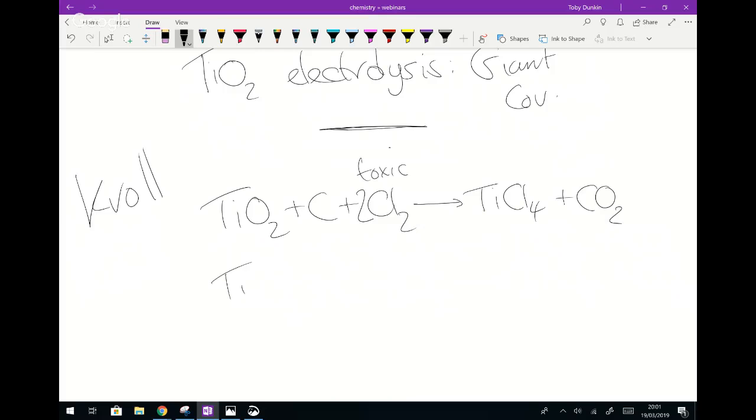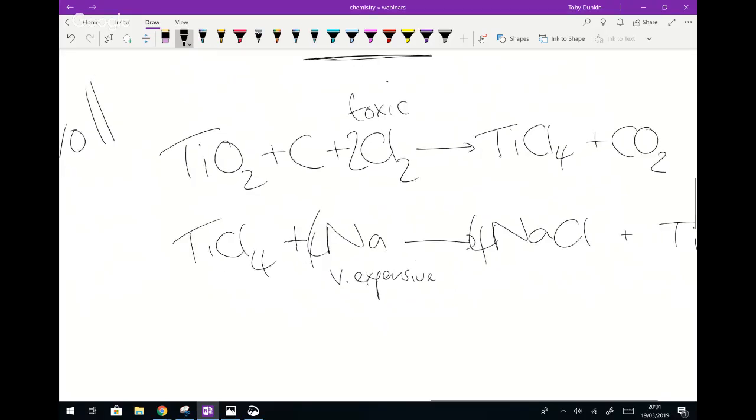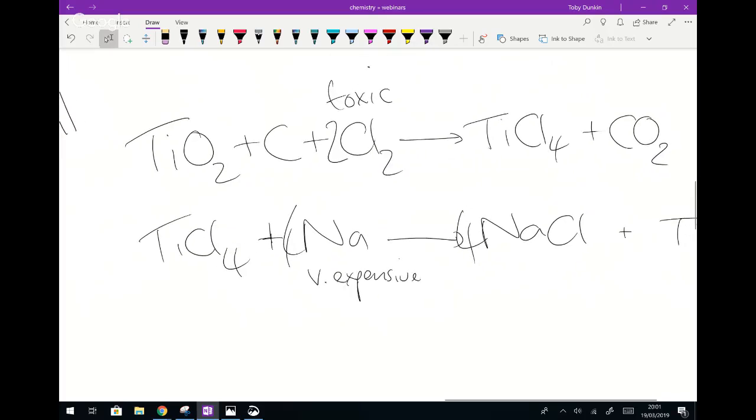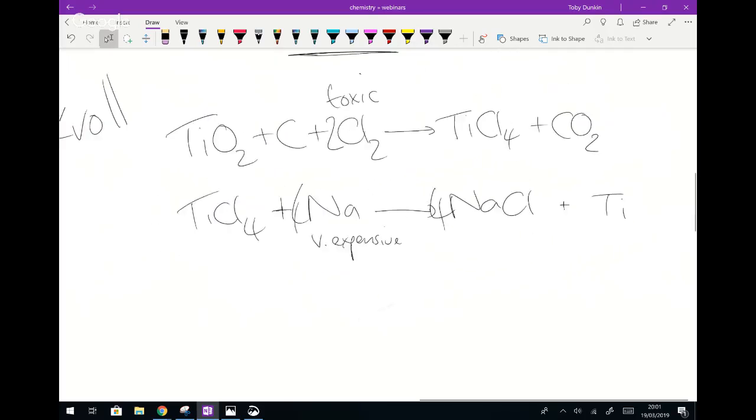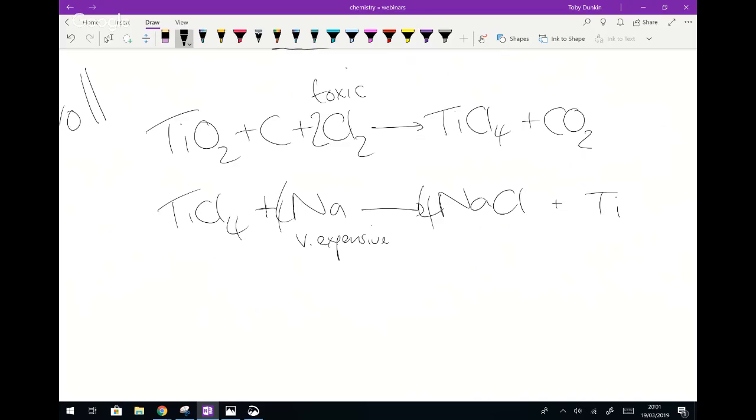Once you've made TiCl4, you now react TiCl4 with sodium metal, which is very expensive because we extracted it via electrolysis. But I now make salt and titanium. And look how much sodium you need. It's massive. So that's titanium extraction. It also has to be done under an argon atmosphere.